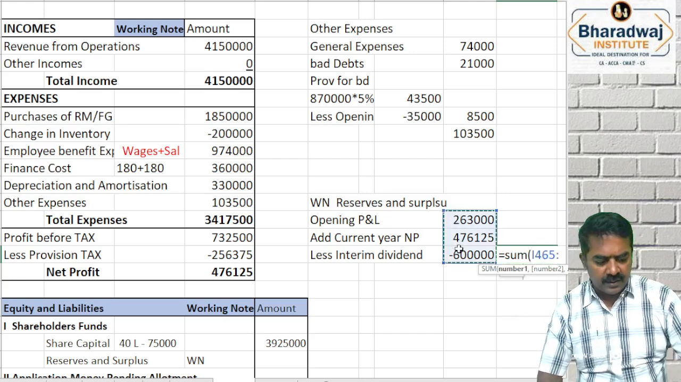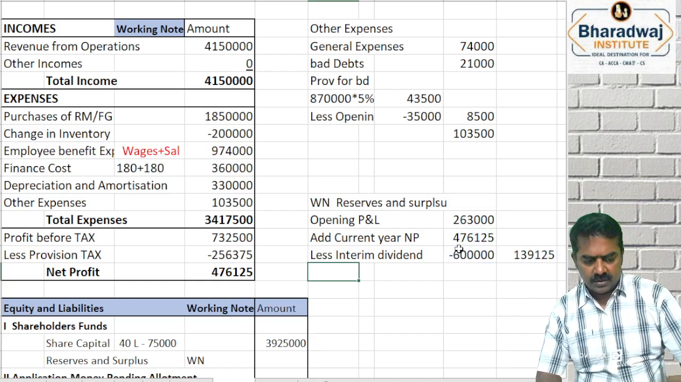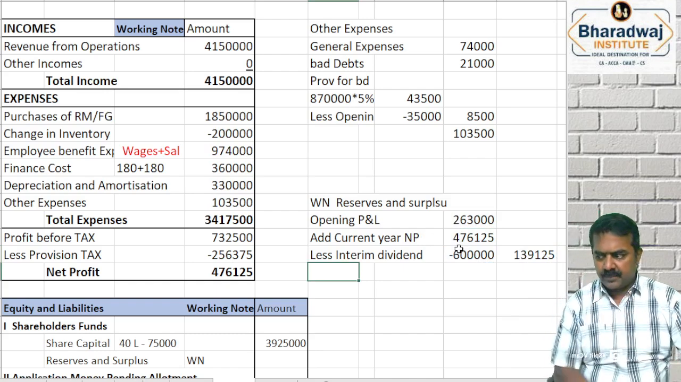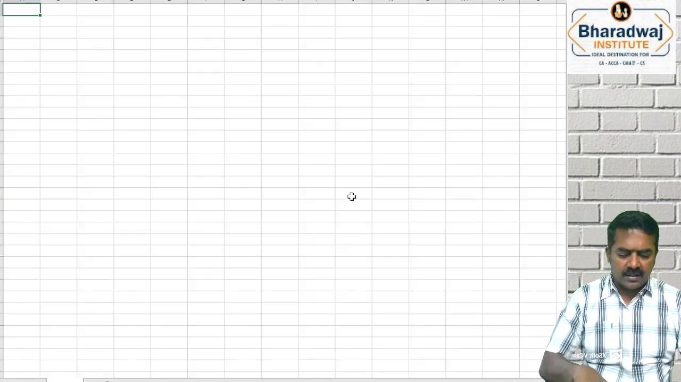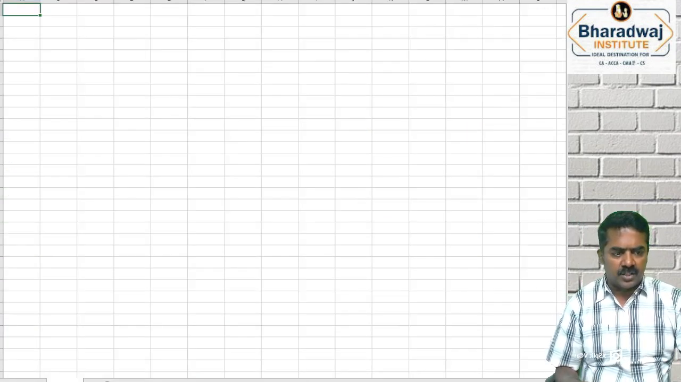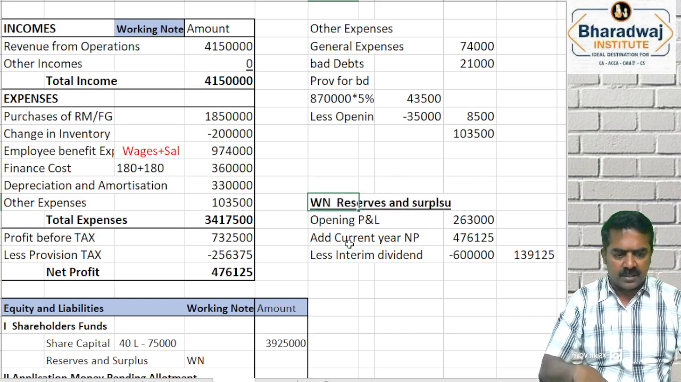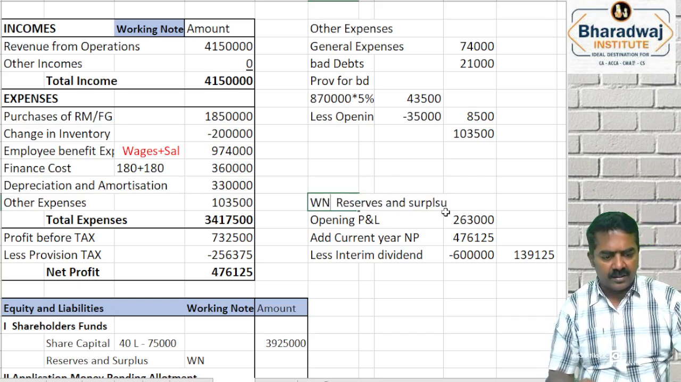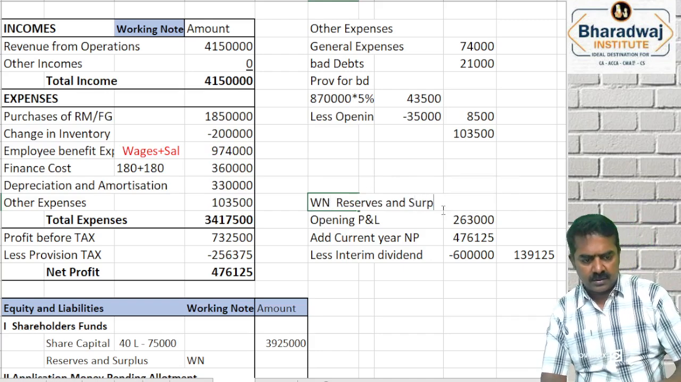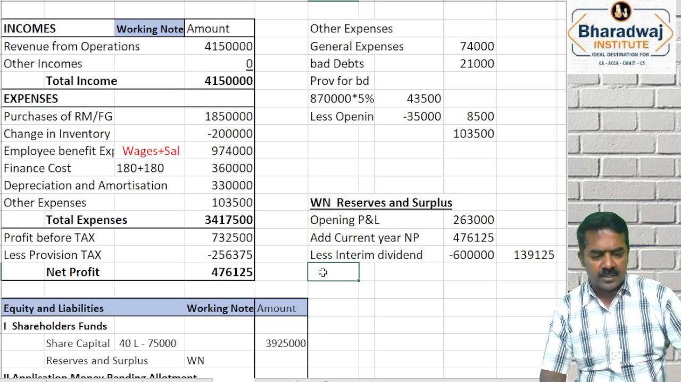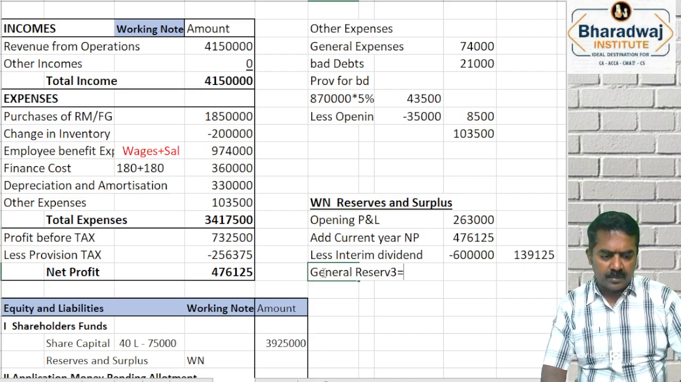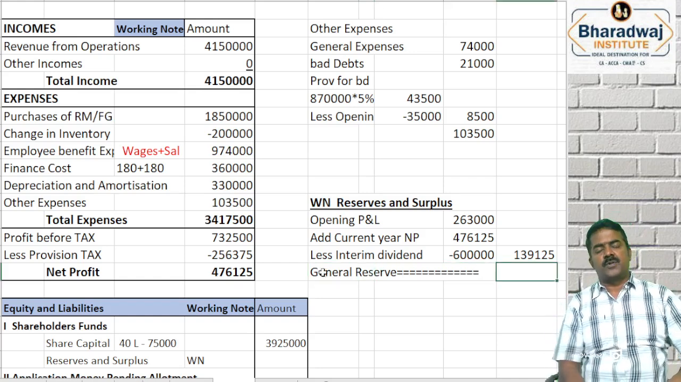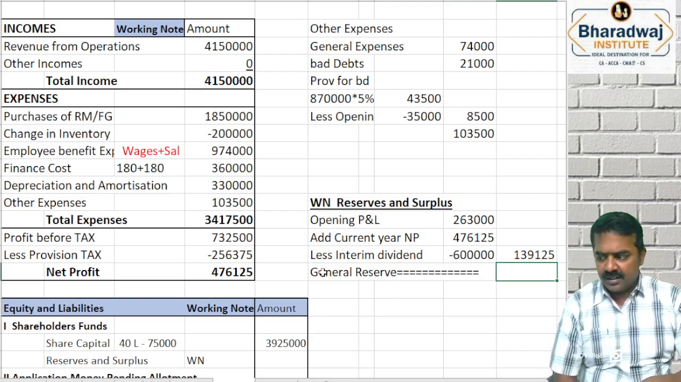No transfer to reserve in the question. Sir, what about the minimum amount required to transfer to general reserve? There is no such percentage now. Earlier, depending on the equity dividend declared, you had to transfer a minimum percentage, 2.5%, 5%, to general reserve, as per the old Companies Act rule. Now there are no such rules, that is removed. So what is the minimum amount? They have not specified, so leave it.